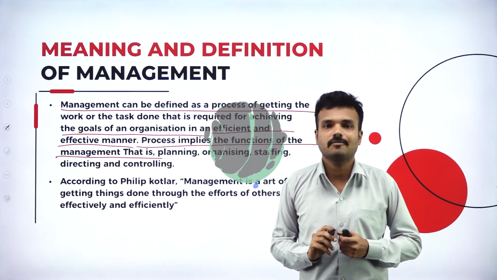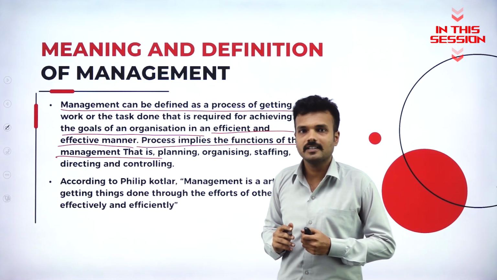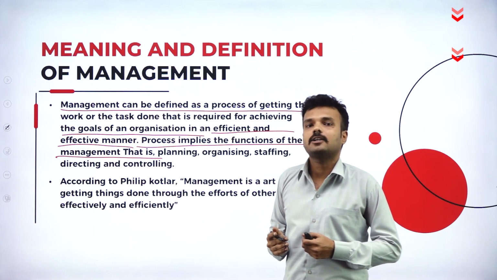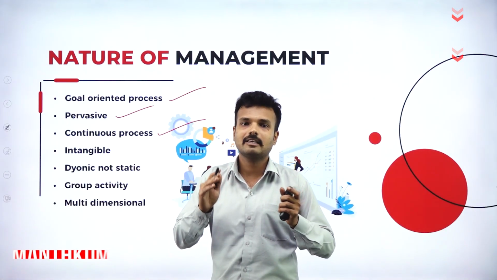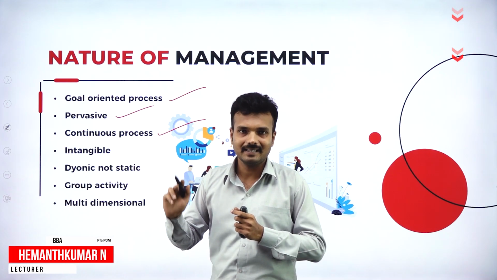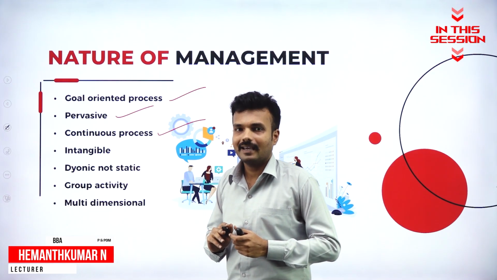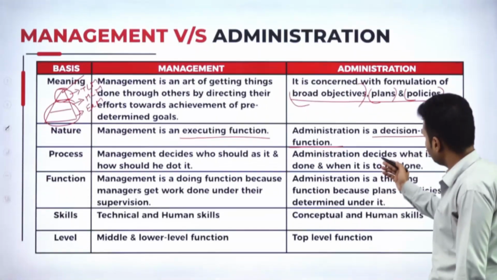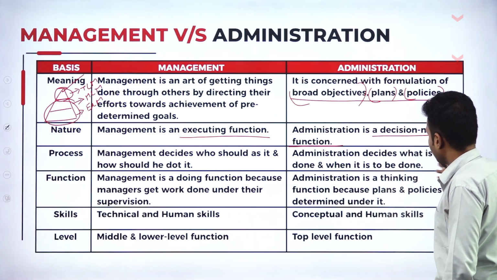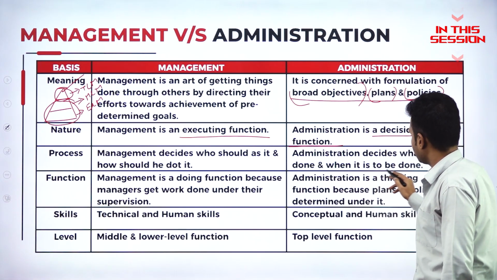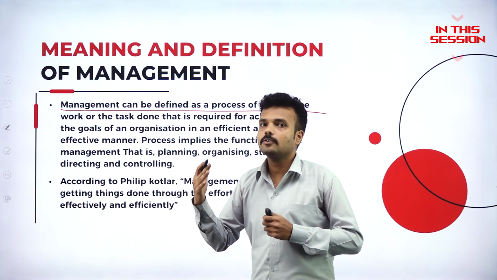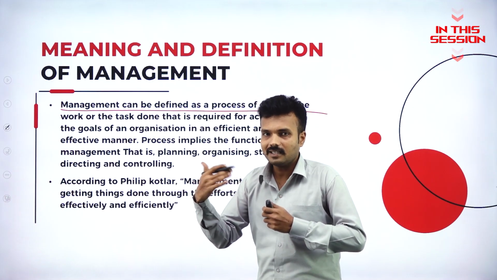5 functions of the management, which starts from planning, organizing, directing, staffing, controlling. All the things keep on repeating again and again in the cyclical way. Hence we can say that management is a continuous process. Administration decides what is to be done and when is to be done. There is a procedure for which we are going to take the work from the subordinates.